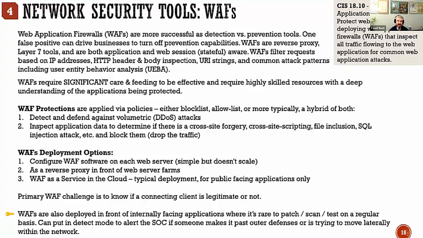So you can either have a block list, you can have an allow list, or more typically a hybrid of both. You use them to, again, detect and defend against volumetric attacks, which is a denial of service, but you can also use it to inspect the data itself to say, hey, is there something that's attacking the application directly, right? So it could be a cross-site forgery, cross-site scripting attack. It could be uploading malicious files. It could be doing a SQL injection attack. And then obviously, if you detect something, you want to drop that traffic and block them.